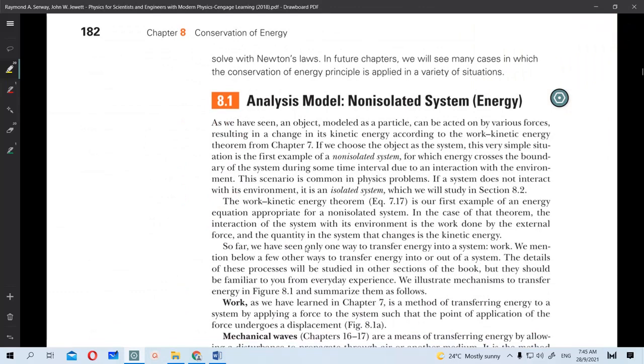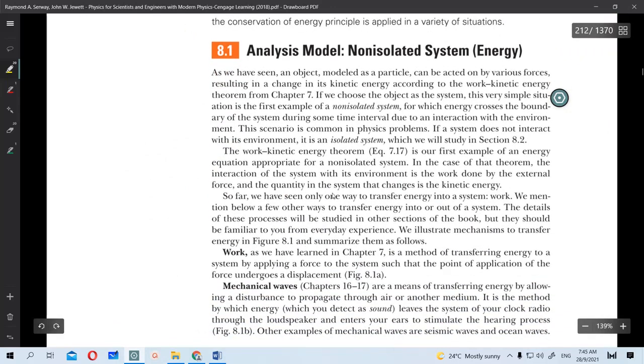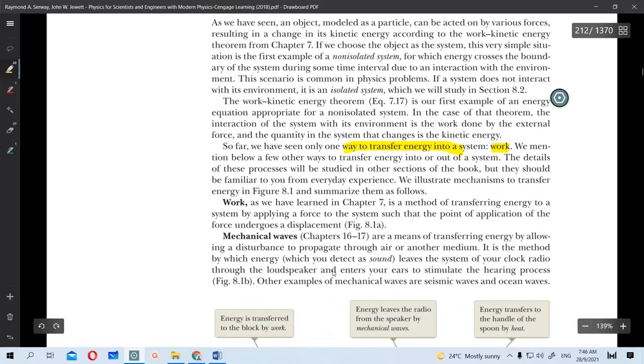Alright, now 8.1. Alright, the general idea first. Okay, so what we have seen earlier regarding work is actually a technique to transfer energy. Right, so we have seen earlier as well that when you apply force, there will be an effect and it will be a displacement. Okay. Now, how about other techniques? Okay. Another is what we call mechanical wave. Right. So what is mechanical wave? For instance, sound.